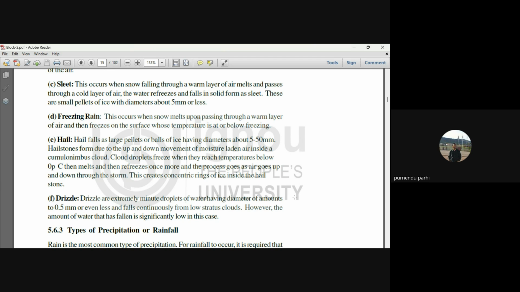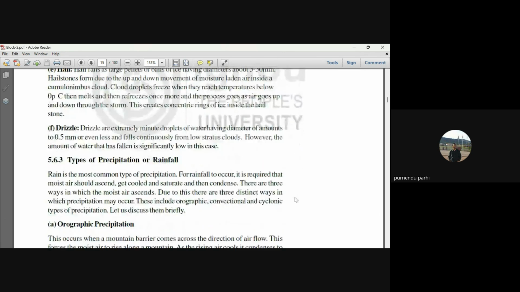Then drizzle. Drizzle consists of extremely minute droplets of water having diameter of about 0.5 mm or even less and falls continuously from low stratus clouds. However, the amount of water that has fallen is significantly low in this case.